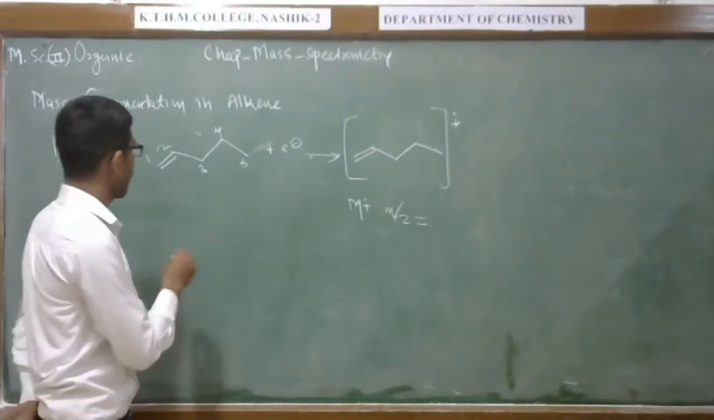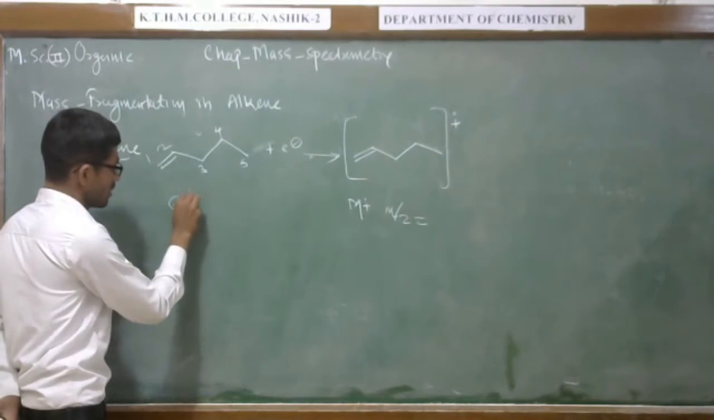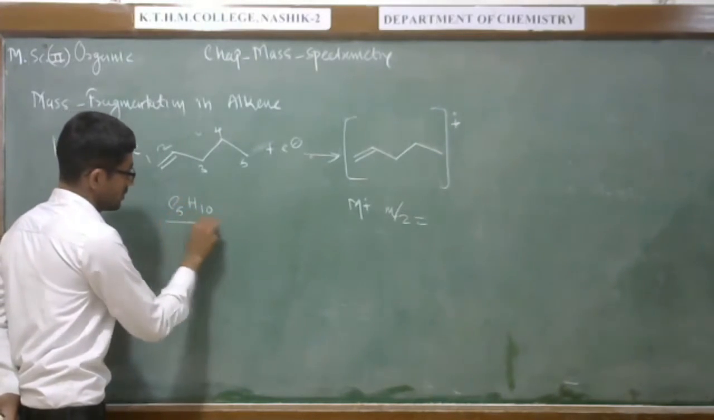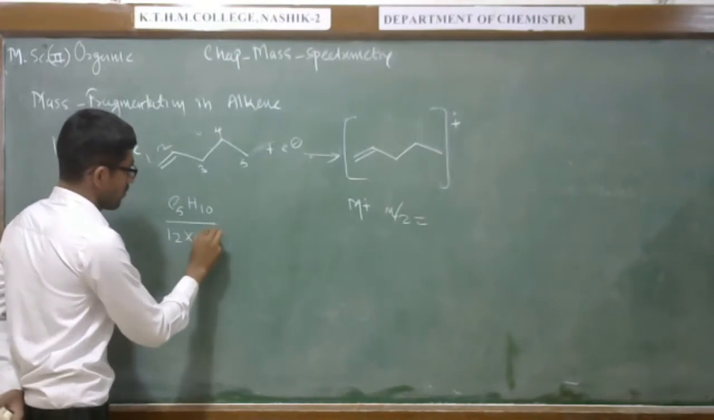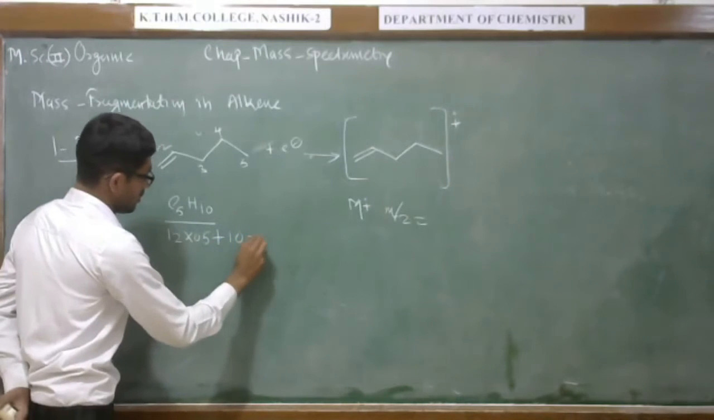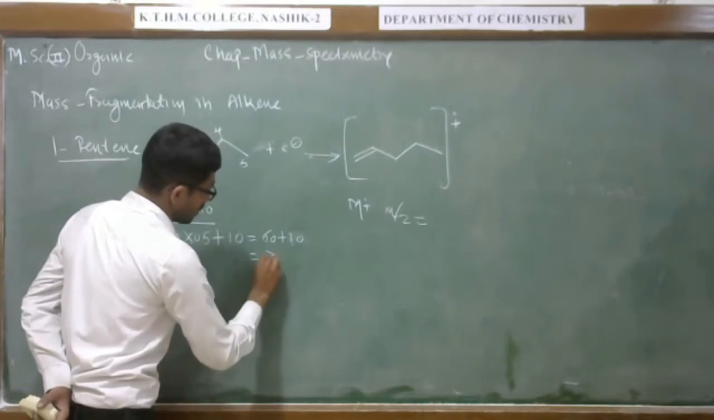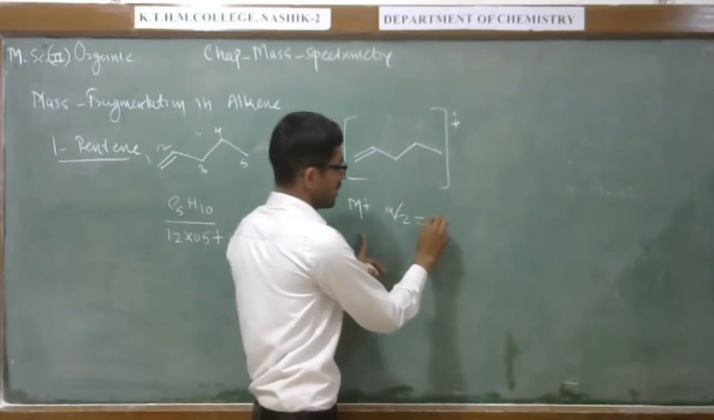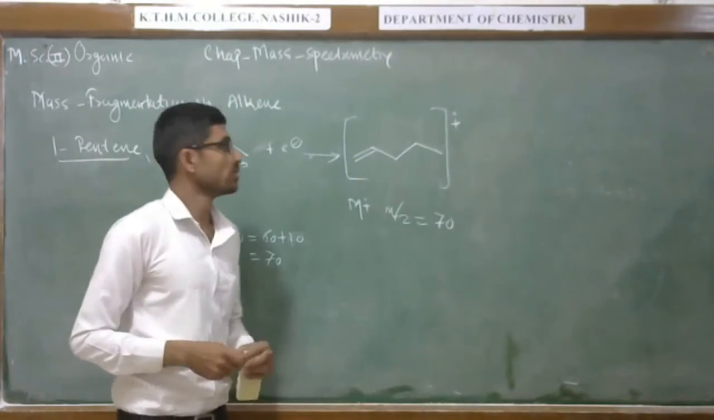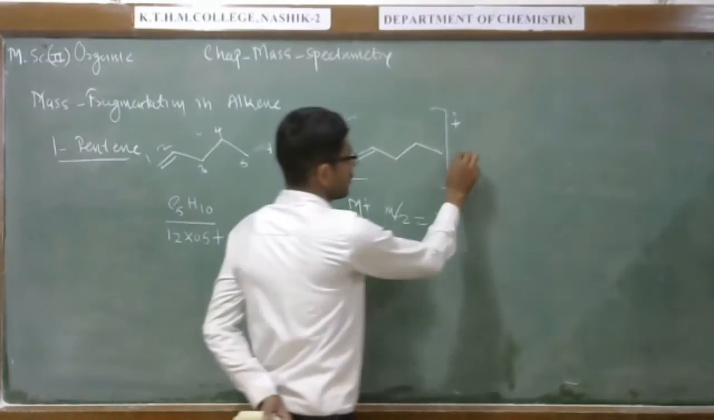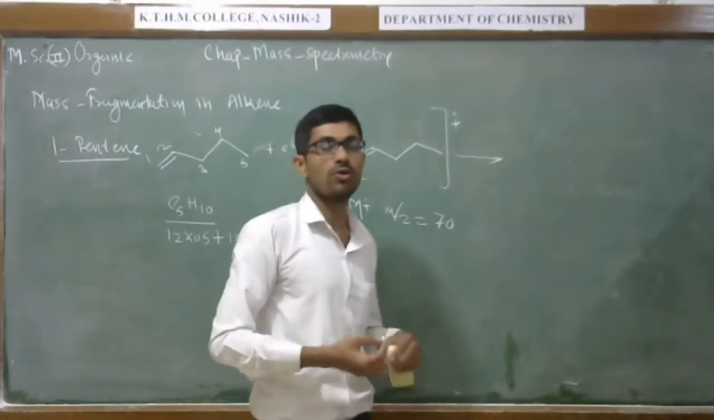So you have to count the number of carbons here. 5 carbons are present, and 10 hydrogens. So 12 into 5 plus 10, the molecular weight of this compound comes out to be 70. So this molecular ion peak comes out at mass to charge ratio 70. After this, you know that very well, this strong molecular ion peak undergoes fragmentation.